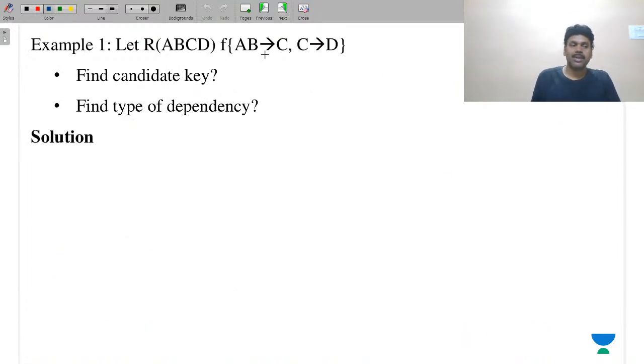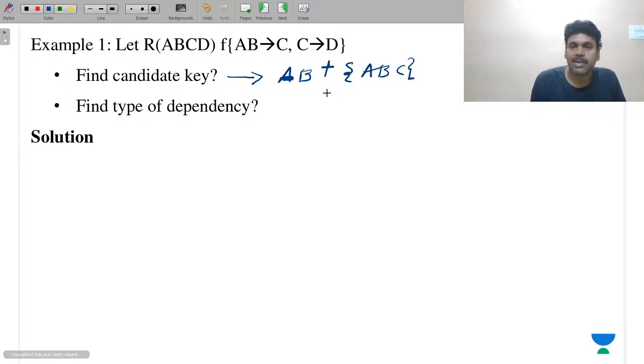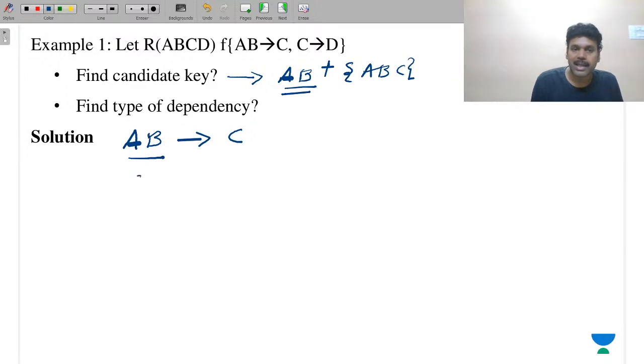Okay friends, look at one example here. What is that example? So he is asking you to find the candidate key. So AB is going to give you ABC. We confirm AB is a candidate key. So what are the types of dependencies? AB implies C. As AB is a candidate key, no doubt it is a fully functional dependency.